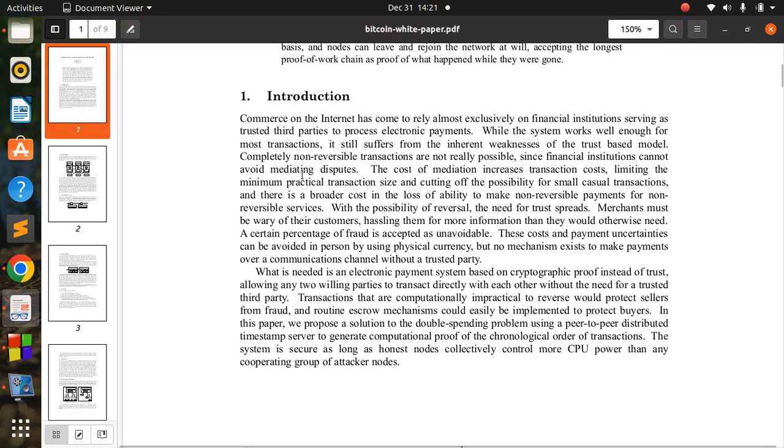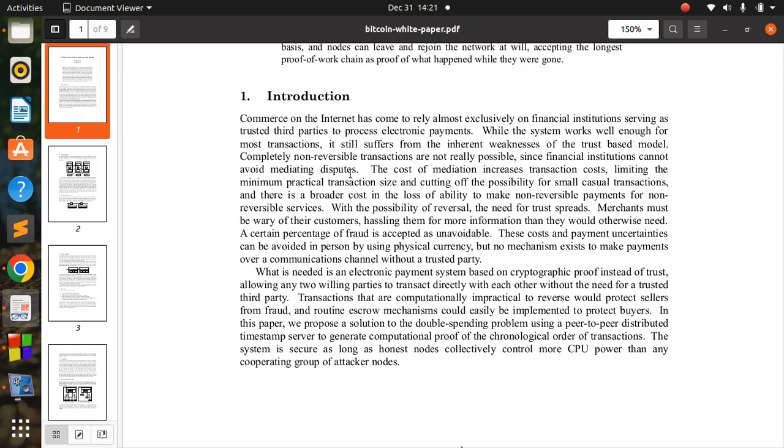Completely non-reversible transactions are not really possible. That means a transaction can be reversed, since financial institutions cannot avoid mediating disputes. You see, that's another problem it's creating also. Like, once money is sent to Nigeria and the person it's sent to maybe is not available to pick it up or doesn't have the necessary ID card to verify their identity to collect their money, what will happen? The transaction can be reversed back to the person. But blockchain aims at making sure the money gets to the person without hassle, without issues, without the third party, without extra cost, and it has to be almost instant.